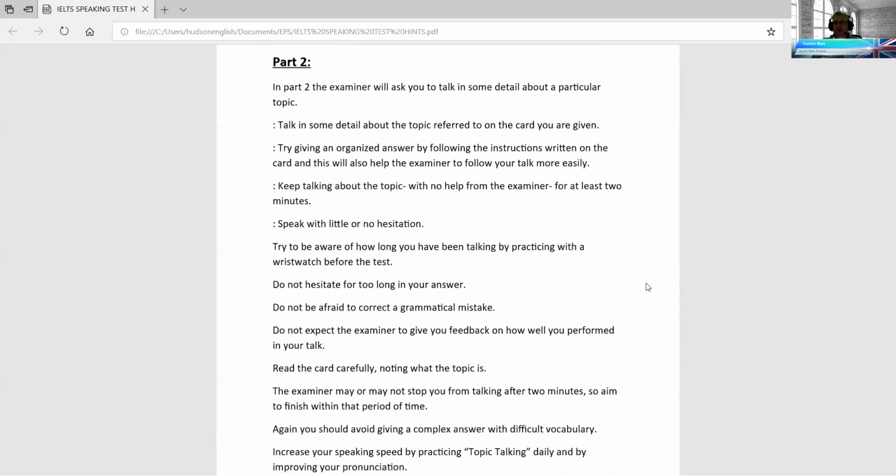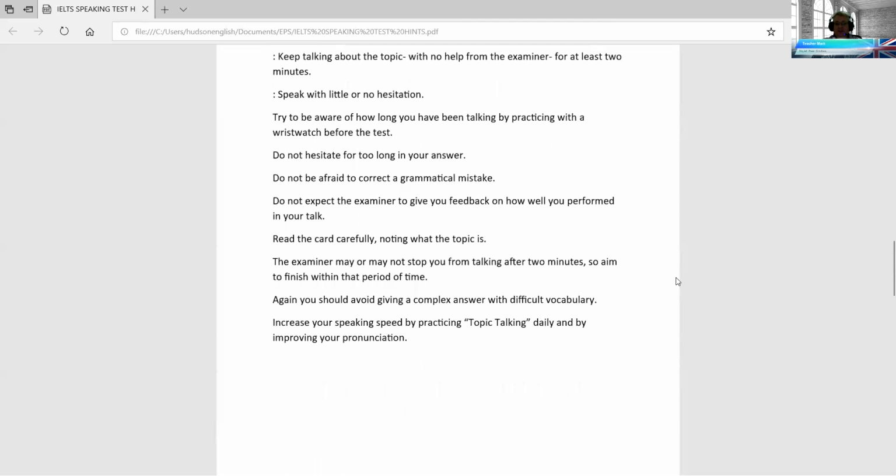Speak with little or no hesitation for the time you're speaking. Try to be aware of how long you've been talking by practicing with a wristwatch before the test. Do not hesitate for too long in your answers. Do not be afraid to correct grammatical mistakes again. Do not expect the examiner to give you feedback on how well you performed in your talk.